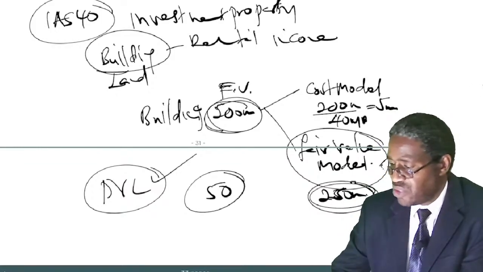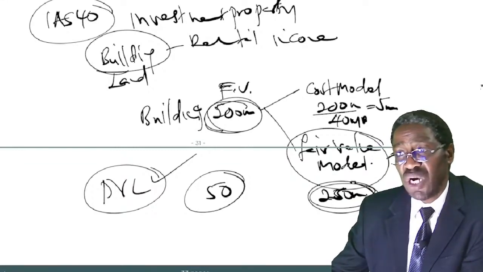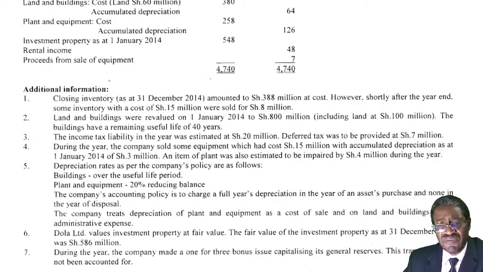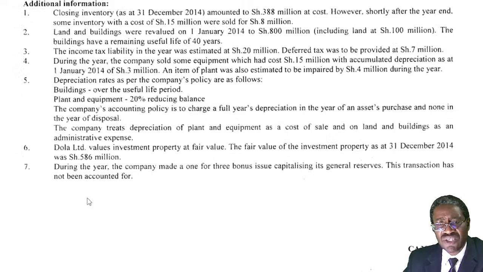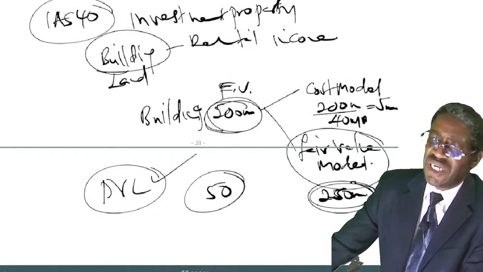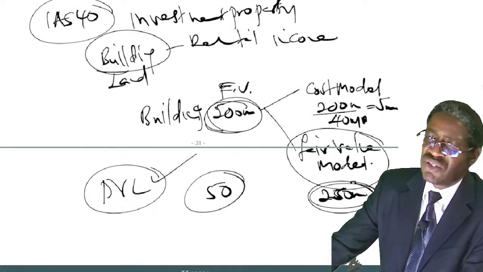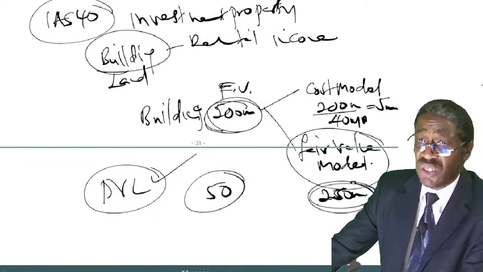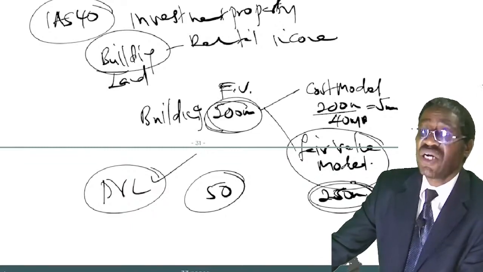Good. So I think I've explained that. So that is something we shall put down in a short while. But what about note number 7? Let me just see what number 7 is talking about, because it's the last one there. Number 7 talks about during the year the company made a 1-for-3 bonus issue, capitalizing its general reserve. This transaction has not been accounted for. Obviously, that does not affect the P&L account. Bonus shares affect the statement of changes in equity, which we shall prepare later.